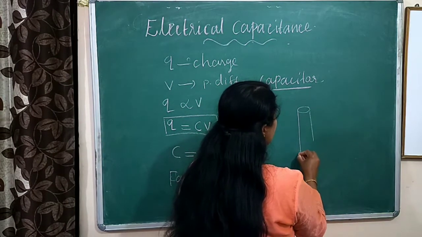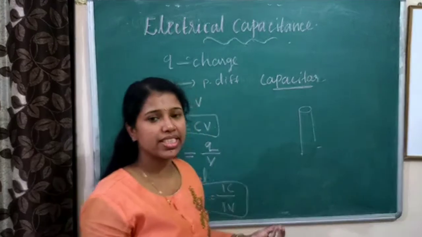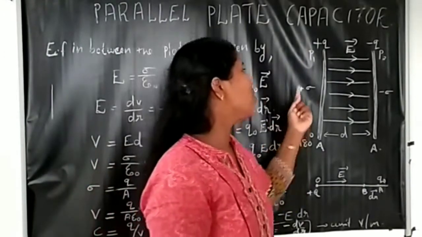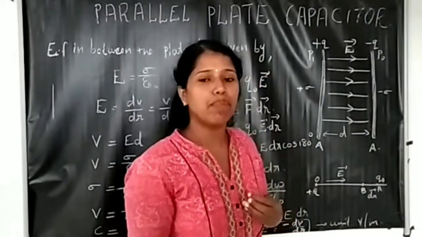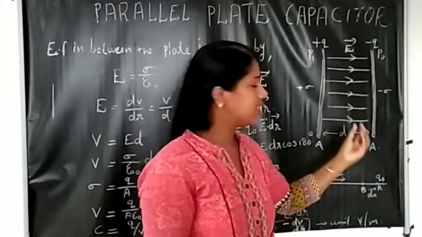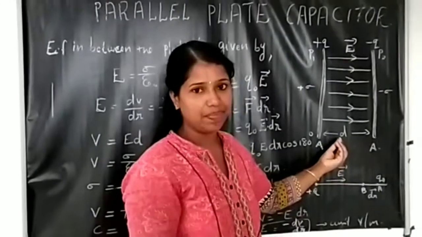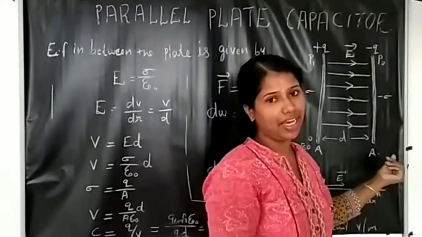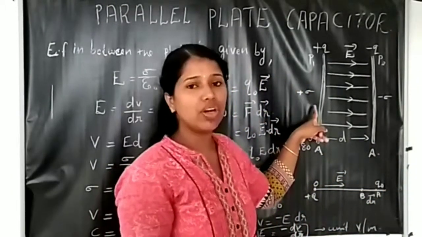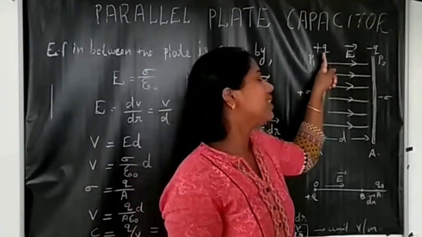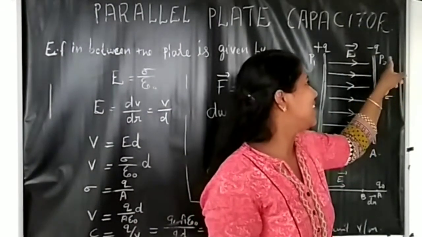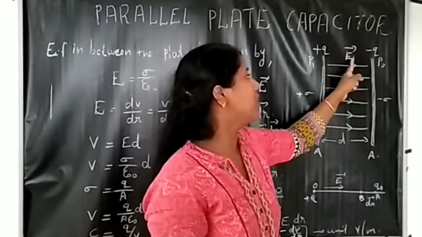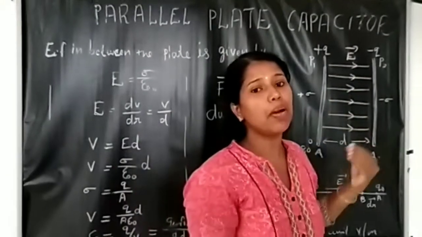One end is positive, one end is negative. This is the capacitor, the plate capacitor. A parallel plate capacitor consists of two parallel conducting plates P1 and P2 separated by a distance D. The area of each plate is denoted by capital letter A. Surface charge density is denoted by sigma. One side has charge plus Q, the other side has charge minus Q. Then electric field E is applied between the plates.